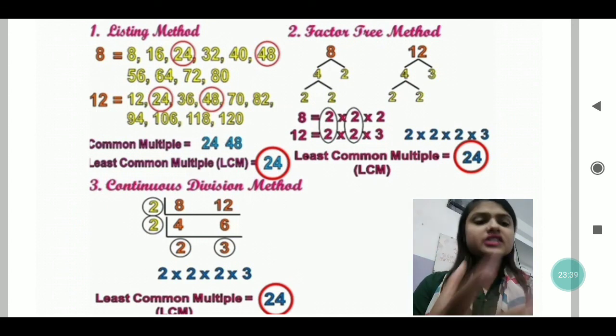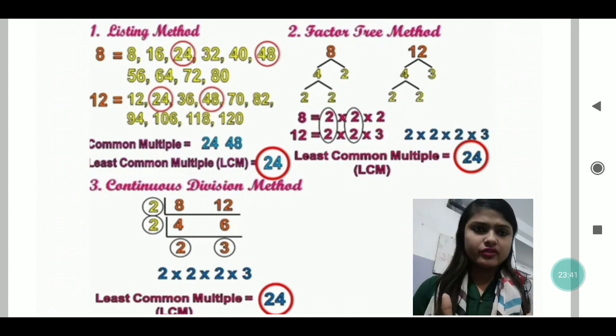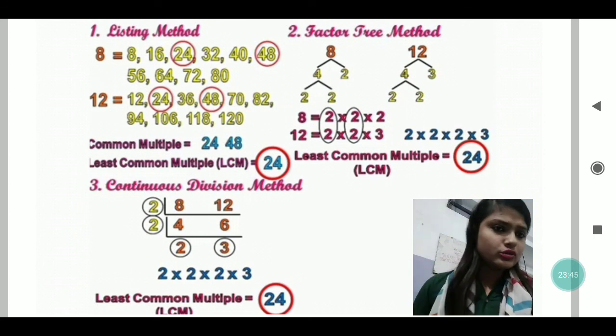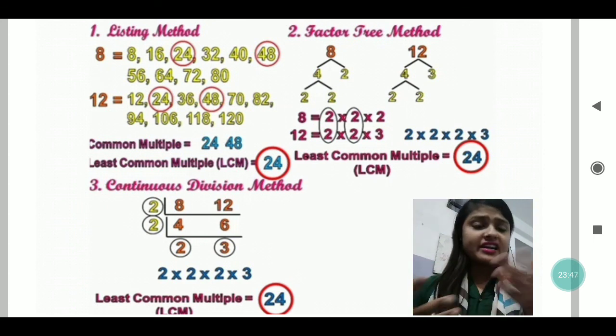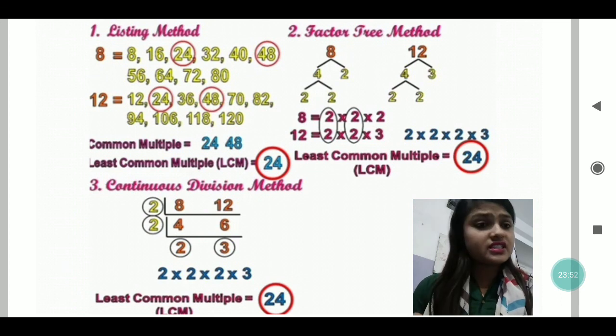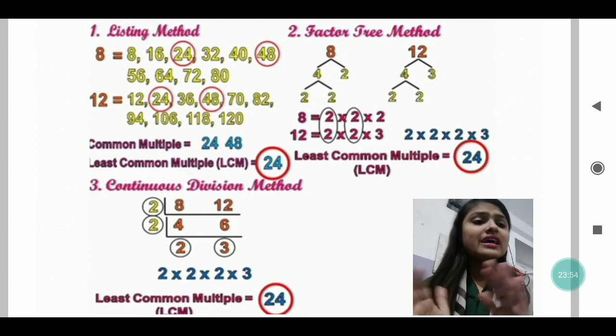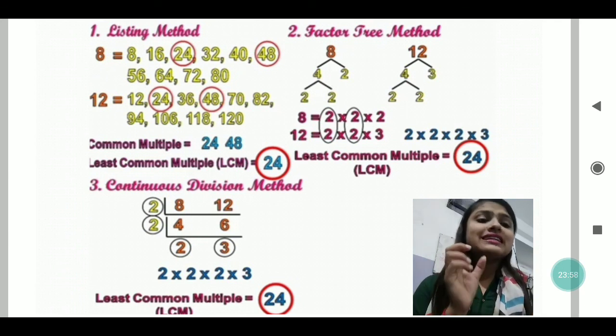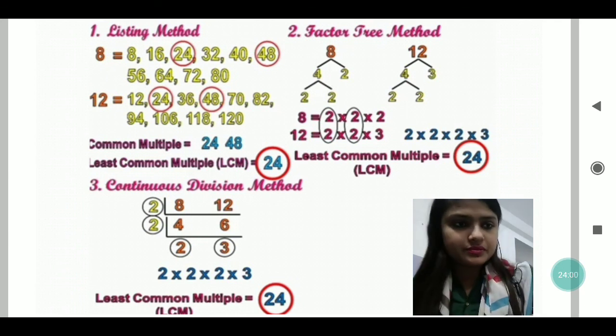Whatever is given in the question, you have to work according to that only. If the question says to use the listing method, you will do that. If it says to use the factor tree method, then you have to do that. If it says to use the continuous division method, then you have to use that. So there are three methods by which we can find the LCM, the least common multiple.